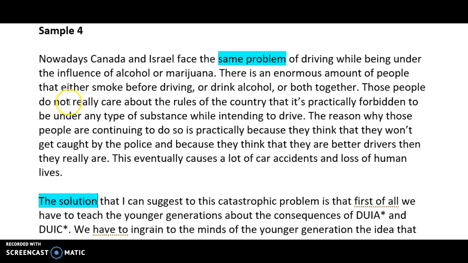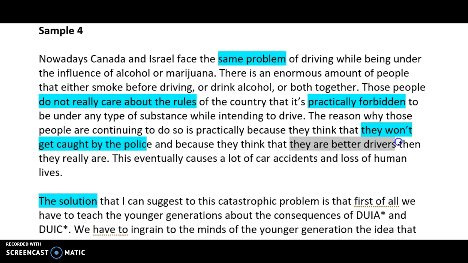If we go back, they do not care about the rules, even though it's forbidden. They think they won't get caught by the police. They're better drivers than they really are. So this whole idea of the problem is supported.